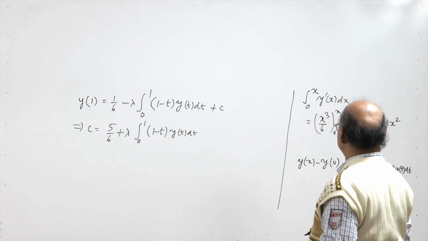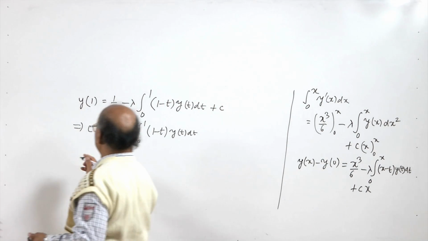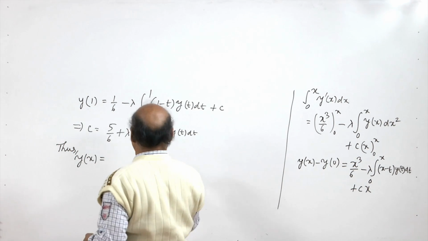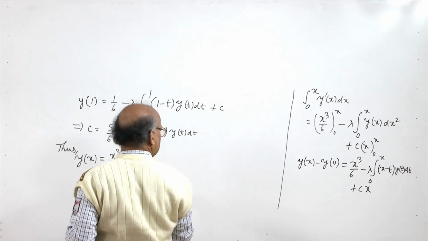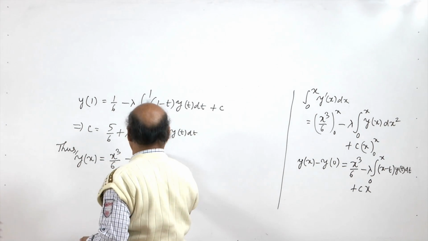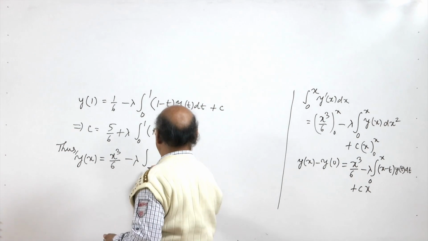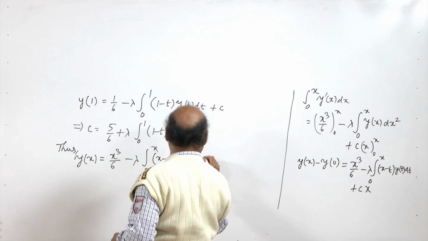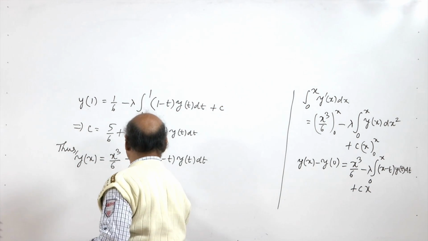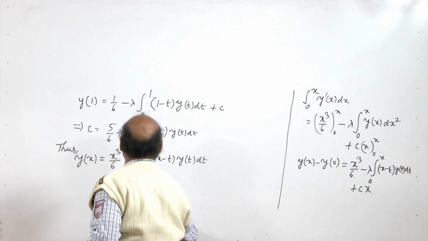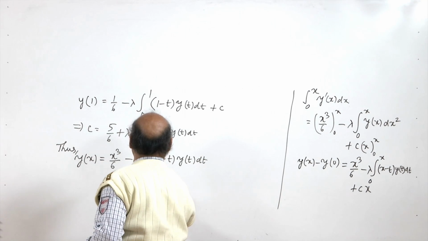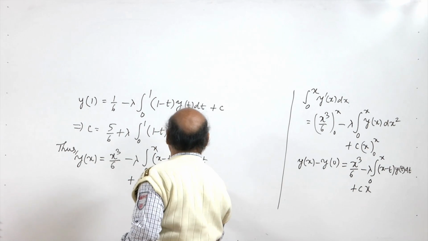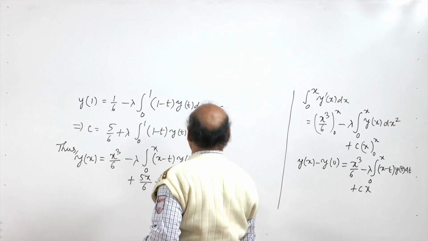Now the value of c we substitute in this equation. Okay, so thus we have y(x) equal to x cube by 6 minus lambda integral 0 to x (x minus t) y(t) dt plus c into x. So c into x means 5x by 6 plus lambda integral 0 to 1 x into (1 minus t) y(t) dt.